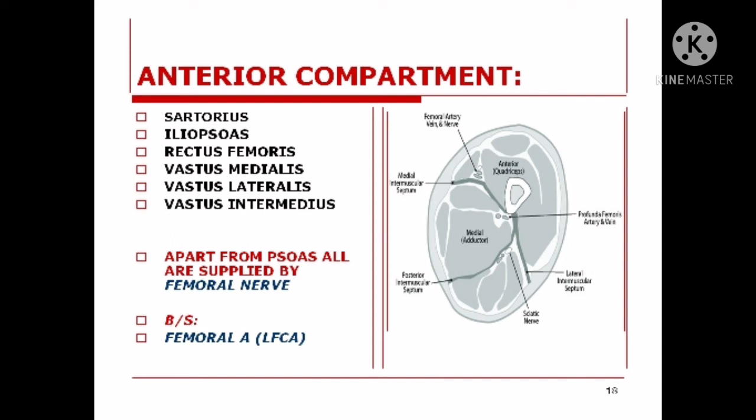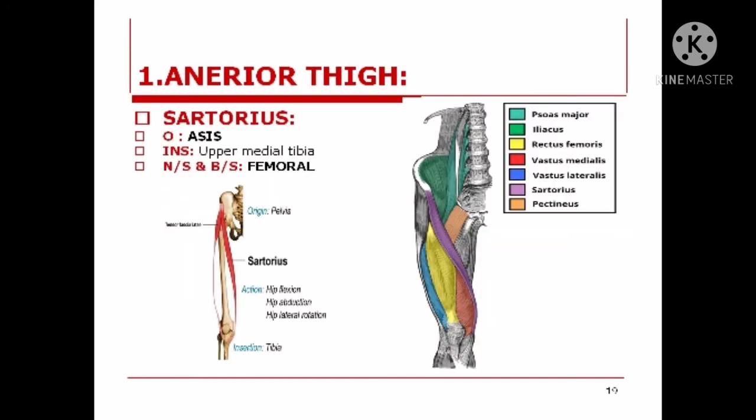Apart from the psoas, all are supplied by the femoral nerve. The blood supply of this compartment is the femoral artery, the lateral femoral circumflex artery.